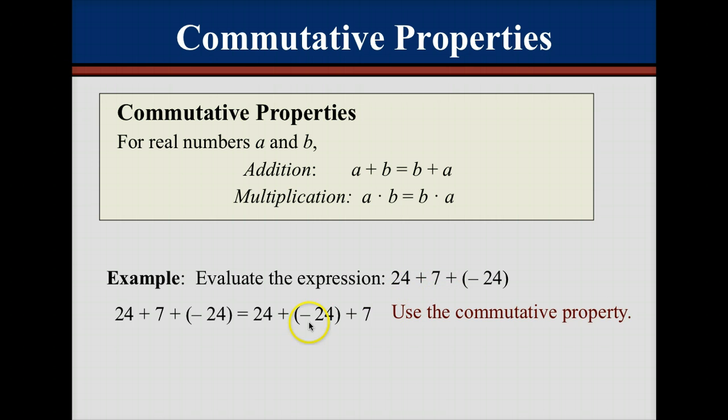So we could use the commutative property in this example to move the negative 24 to a different spot. We can do this because this is for addition. Everything's adding, even though we're adding a negative number, we're still using addition. And then solve. So our answer is just 7.